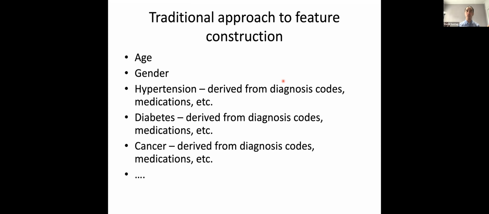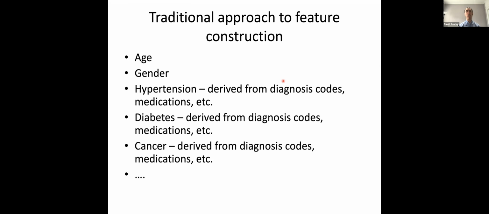You could do the same for other conditions like diabetes, cancer, and so on, and construct a feature vector of 20 or 30 or 40 different features, which are risk factors that were conjectured to be predictive of patients having poor outcomes when hospitalized with COVID-19. So this would be a traditional approach to feature construction.